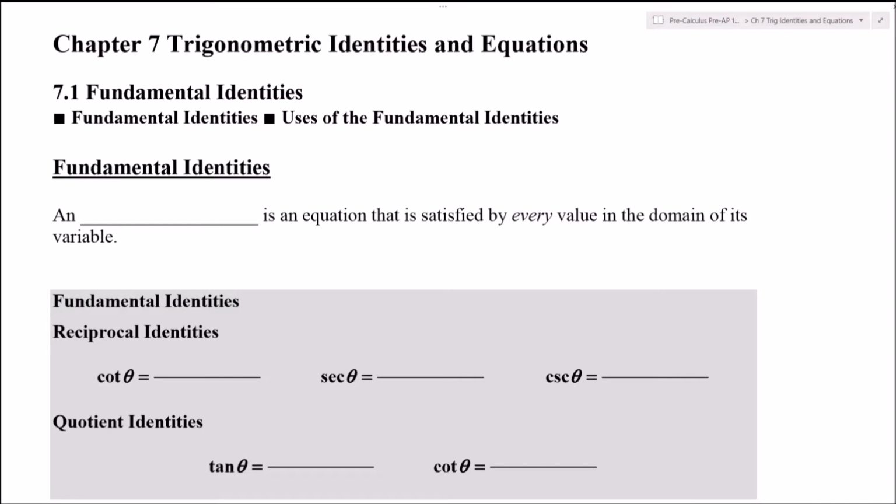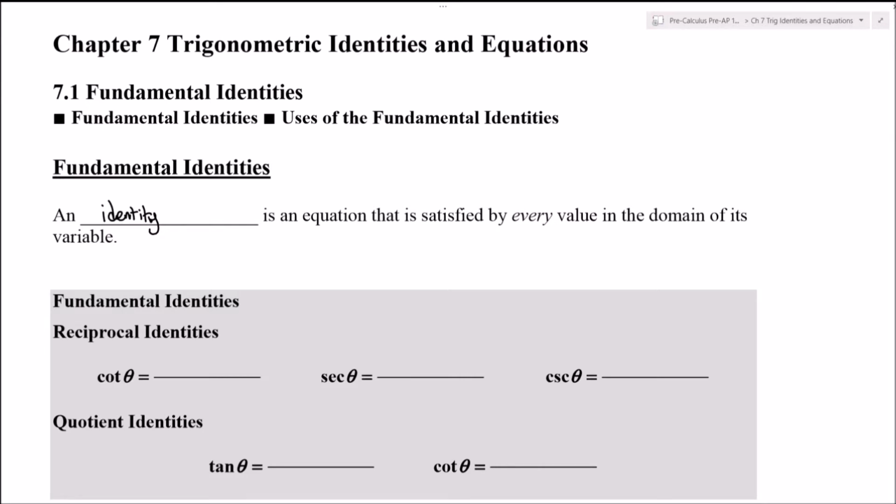So, fundamental identities. Now, first off, we defined a trigonometric identity. So this is just the word identity. And that's just an equation that is satisfied by every value in the domain of its variable. So in this case, we're talking about trigonometric identities, and the variables in question are angles. So angles are real numbers, and in this case, we don't limit them. They take on any value from negative infinity to positive infinity.